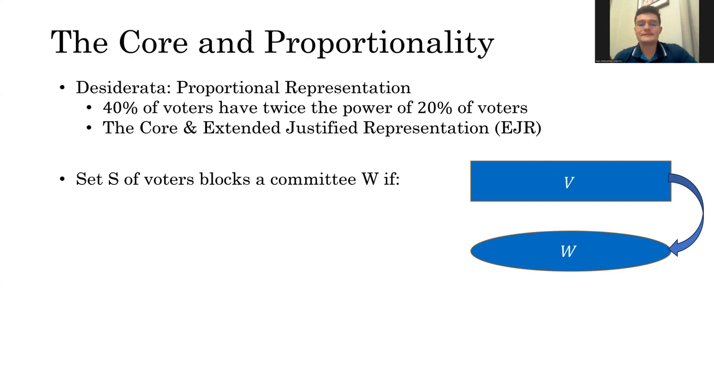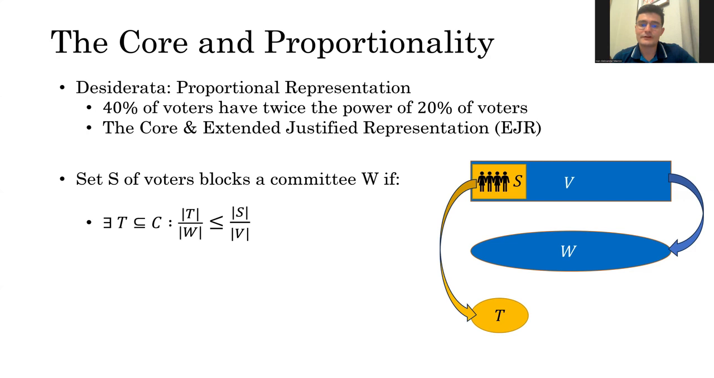First, there must exist a subset of candidates T that S can afford with their fair proportional share of the budget. That is, the share of the budget that the size of T occupies must not exceed the proportional share of the voters in the coalition S. The second condition is that the committee T must provide each of the members of the coalition with strictly higher utility.